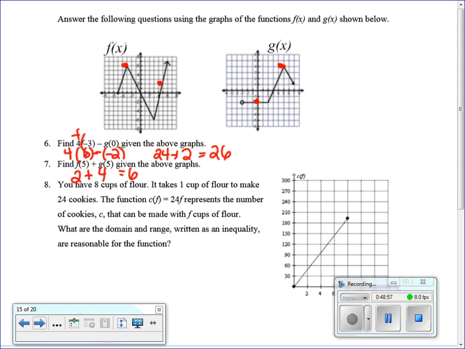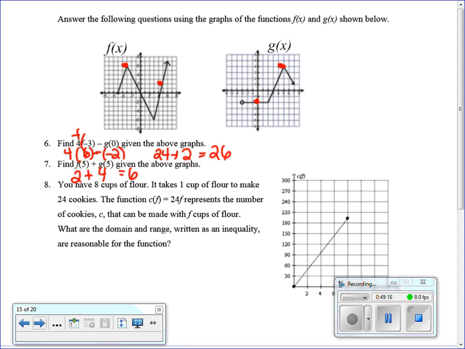In 8, it says you have 8 cups of flour. It takes 1 cup of flour to make 24 cookies. The function c of f equals 24f represents the number of cookies c that can be made with f cups of flour. What are the domain and the range written as an inequality?